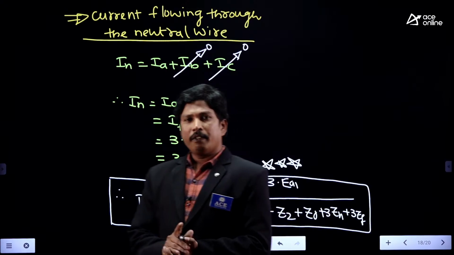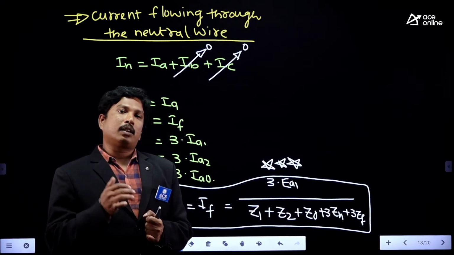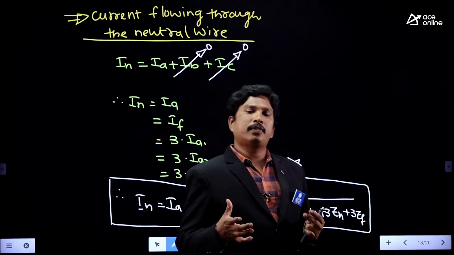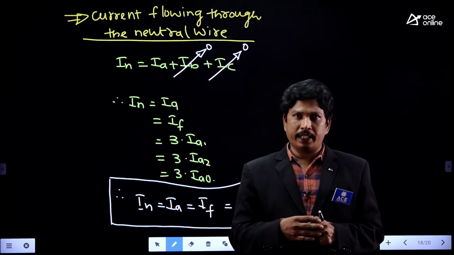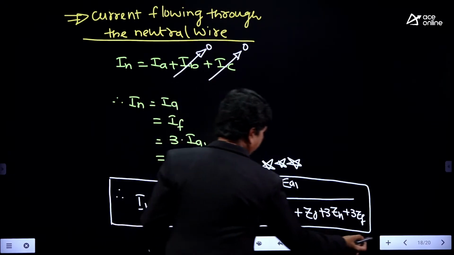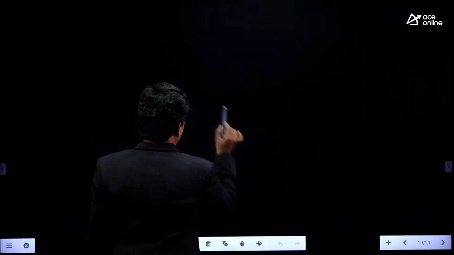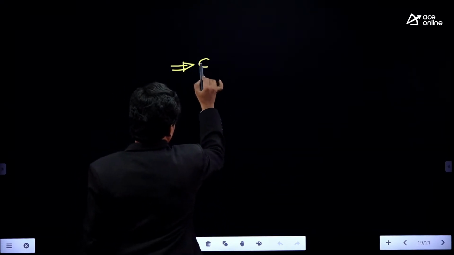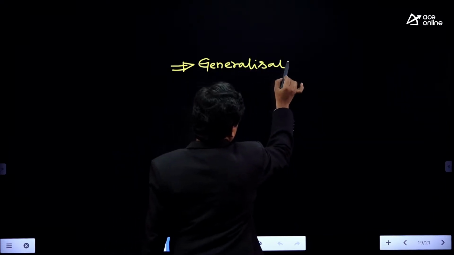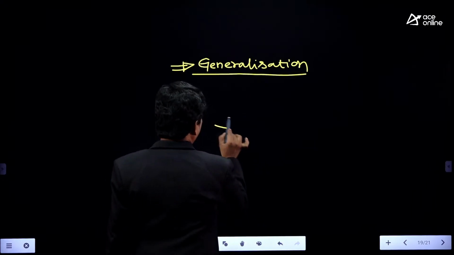That means whenever you are having a large power system network, and you are having an LG fault, how to calculate all these things, right? For that, we need some generalization technique, right? So we can go for generalization. So finally, I will give you the generalized formula for this one. So generalization.